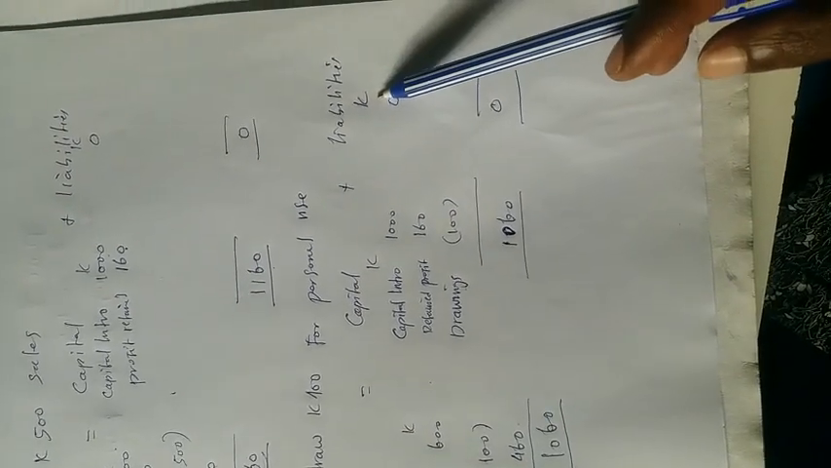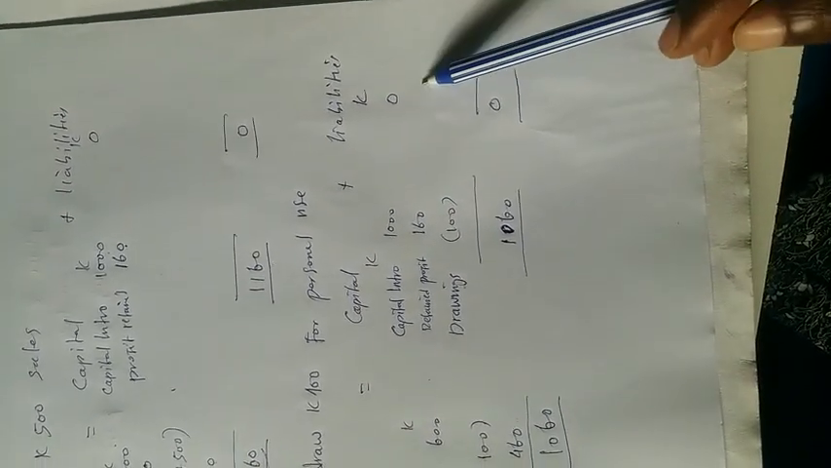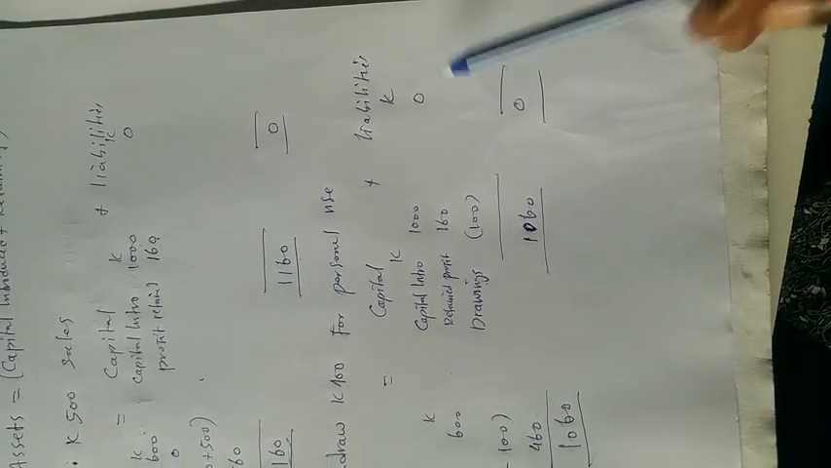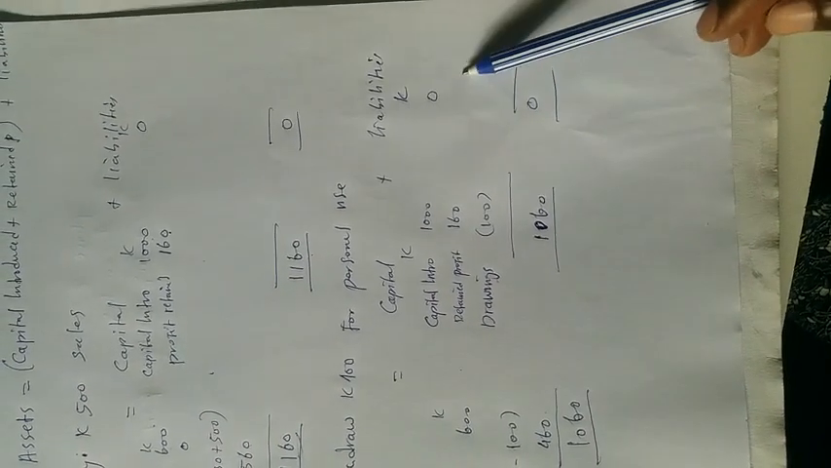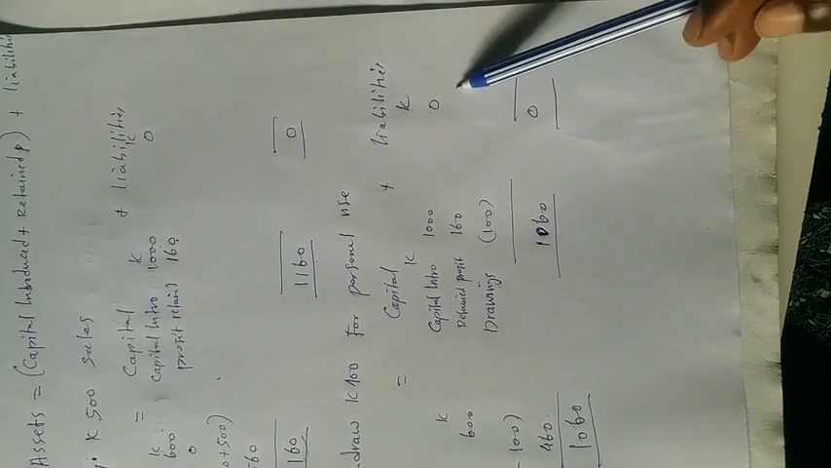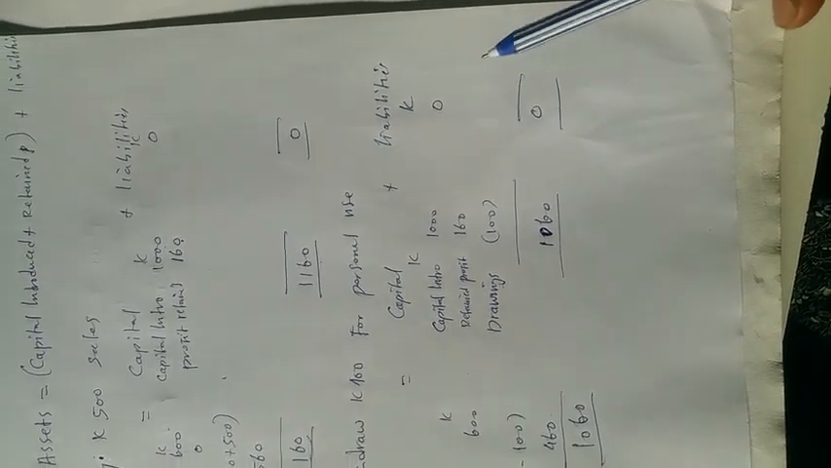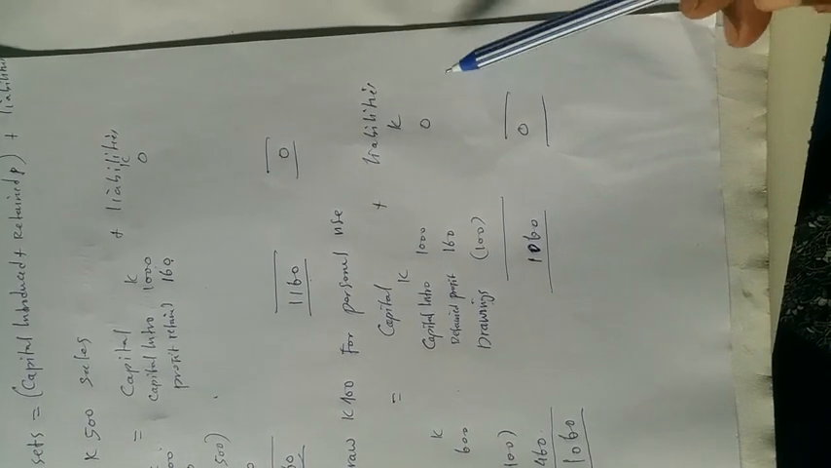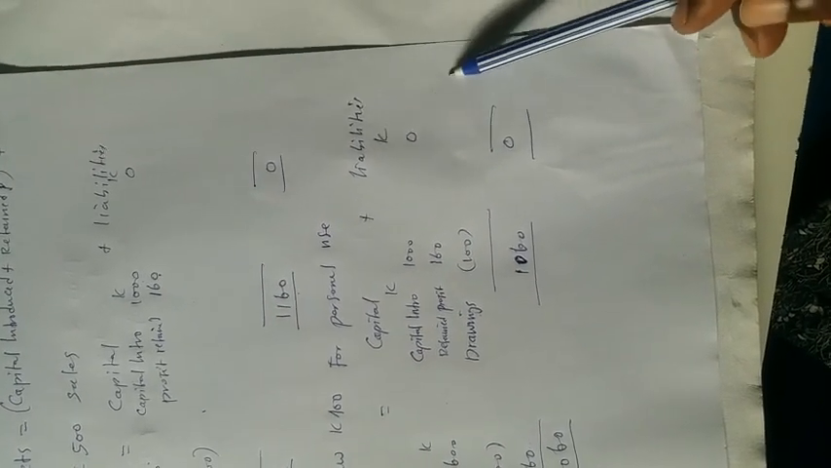Under liabilities, you still have 0 because the business hasn't borrowed anything yet, unless it gets a loan, a bank overdraft, or it buys something on credit from the suppliers. That's when you have something on credit here, on the liabilities here.